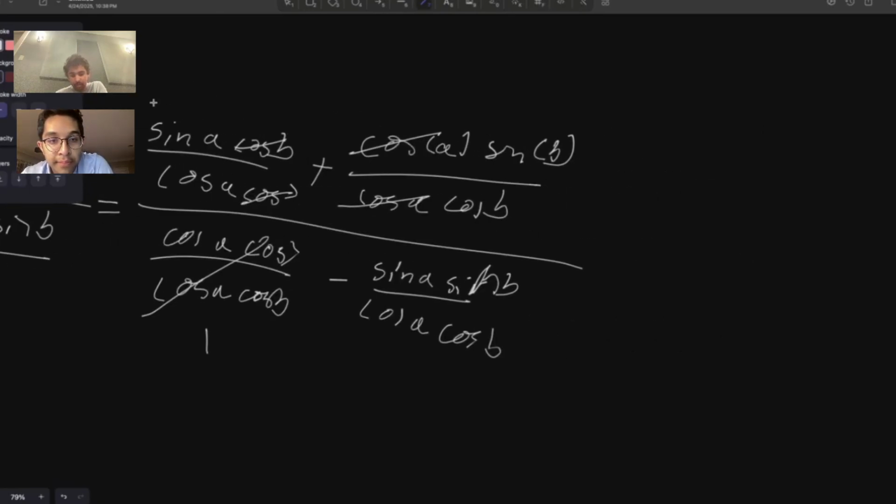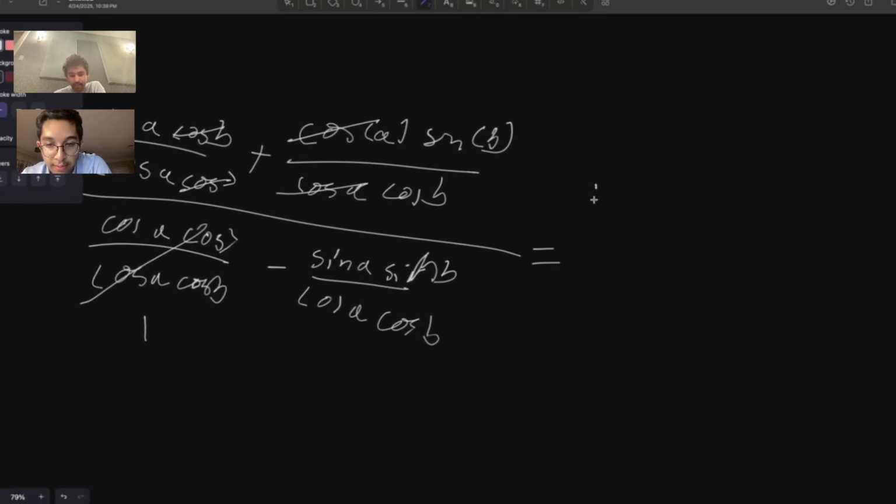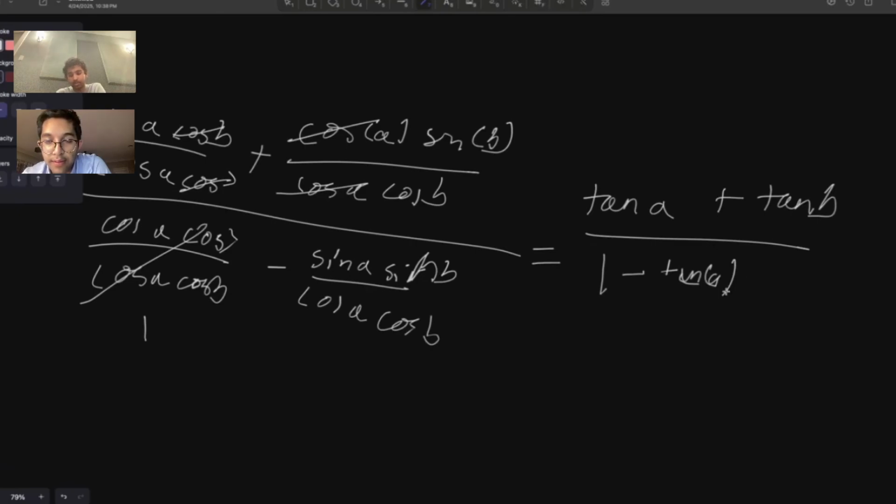Now, if you look at the numerator, we have sine A over cosine A. What is that equal to? Tangent of A. Plus sine B over cosine B, which is tangent B, all over 1 minus tangent A times tangent B. Because sine A over cosine A is tangent A, times sine B over cosine B, which is tangent of B.